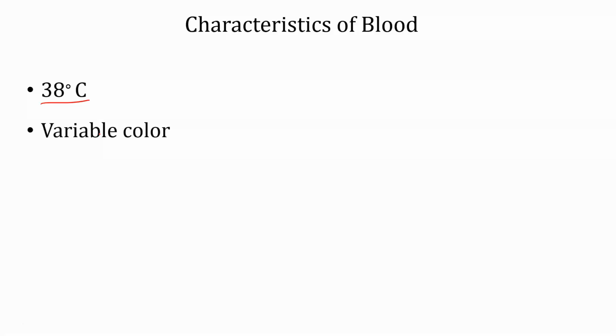It also has a variable color to it. It's bright red sometimes. Other times it's more of a dull maroon color, or even kind of a purplish bluish color. And this just depends on how saturated this protein called hemoglobin is inside the blood, and we'll talk more about that later. It's slightly viscous.